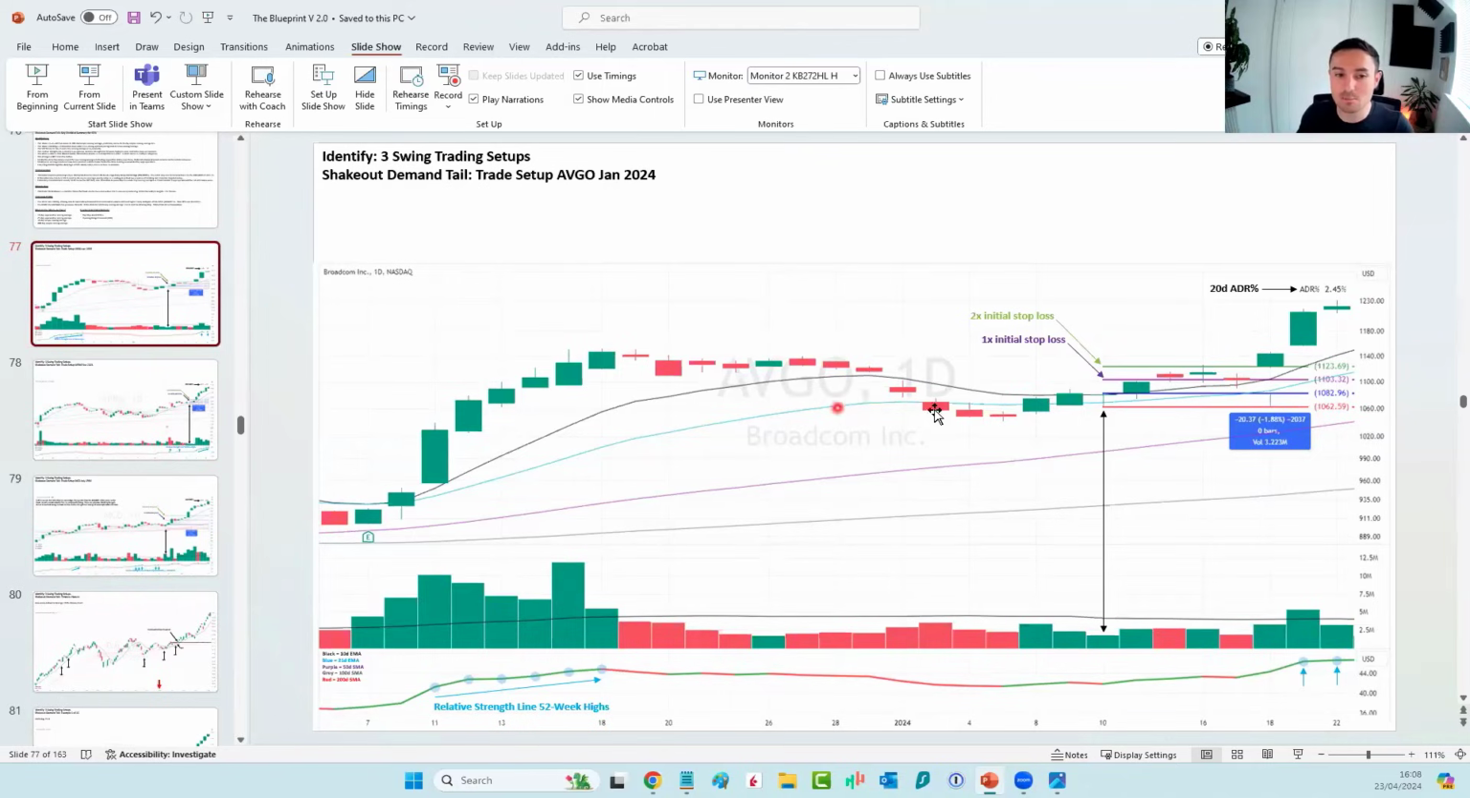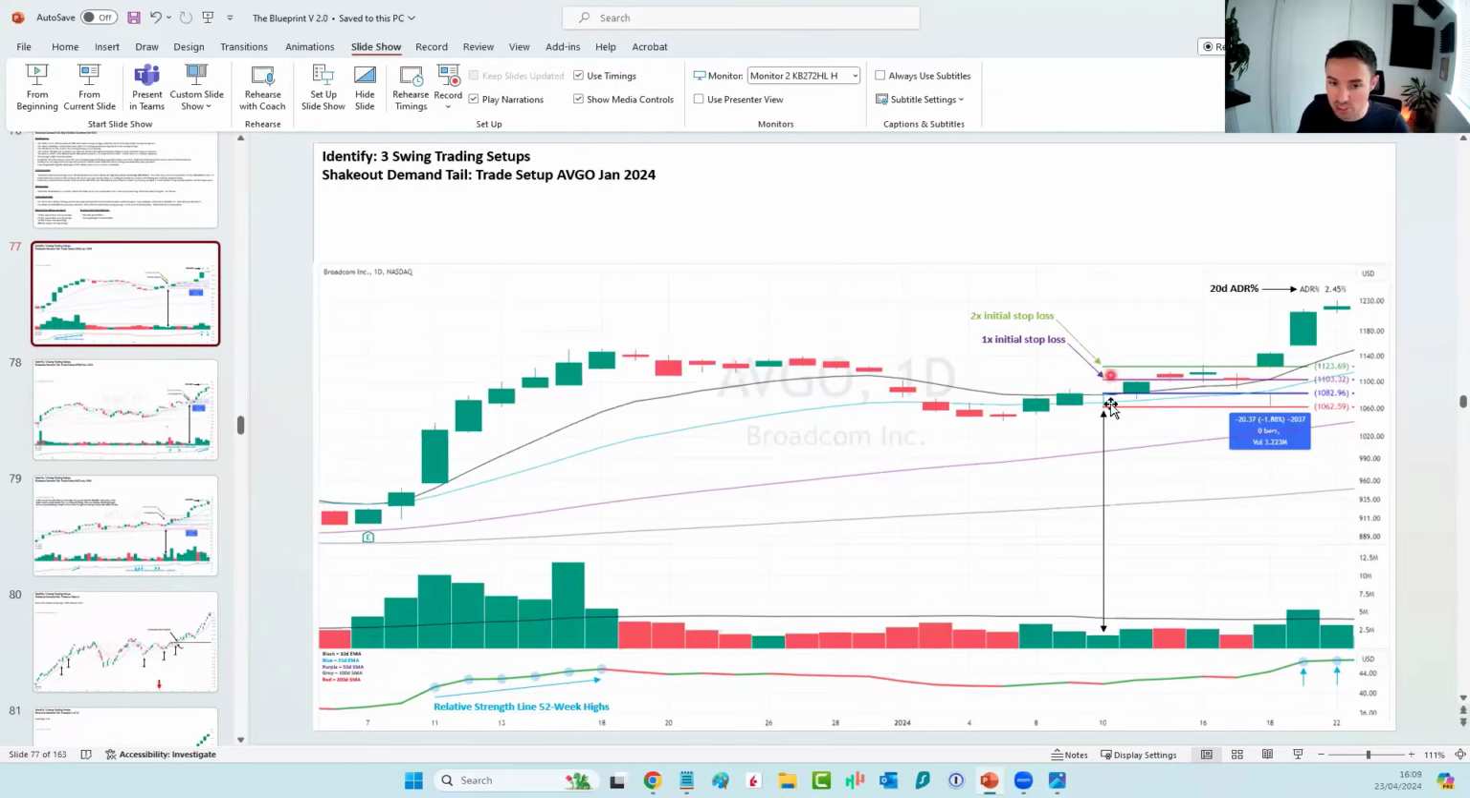So what I'm doing is I'm looking for a shakeout demand tail in a leading stock around the 21-day EMA. That is going to be kind of my go-to moving average. However, you can get 50-day moving average shakeout demand tails. You can get clustering to the 10, 21 and the 50, but just here it's important to note that the 10-day EMA is probably for the vast majority of stocks going to be too quick. So 21-day is quite a nice sweet spot.